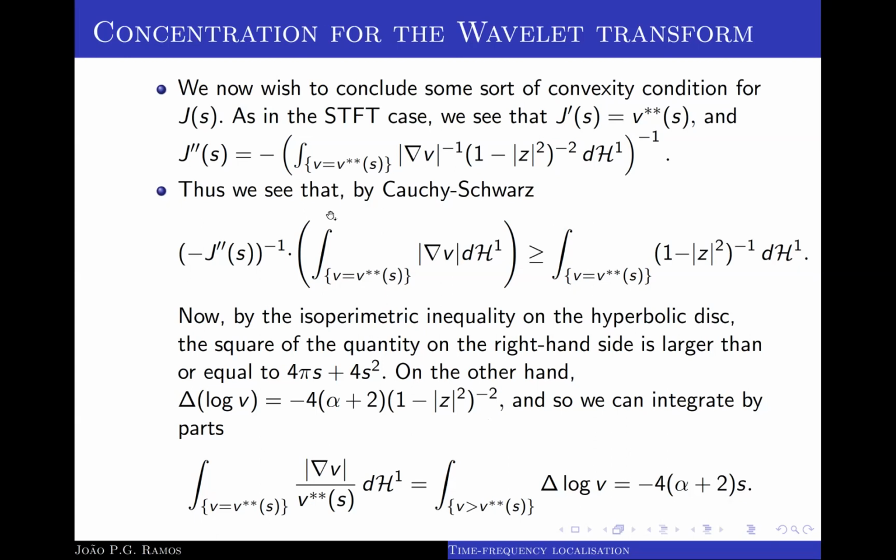So if we integrate by parts in this integral, then we get that the integral of the modulus of the gradient of v over v star star of s is going to be equal, actually, so there's a minus sign here, there's a slight typo there, but it's going to be equal to minus 4 (alpha plus 2) s. Or I think it's actually 4 (alpha plus 2) s, but in any case, because of the minus sign mistake, sorry about that. So then we get a way to compute this integral, and we got an explicit inequality with Cauchy-Schwarz, so we just have to bring it all together.